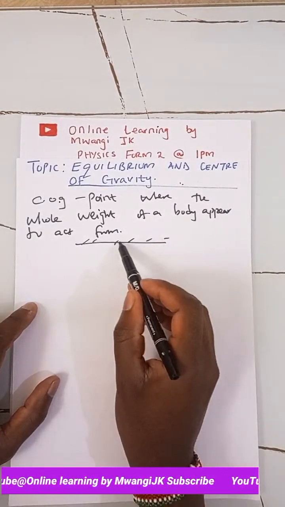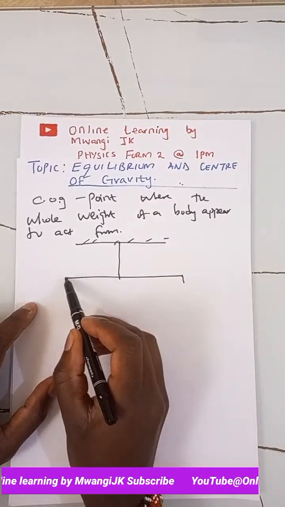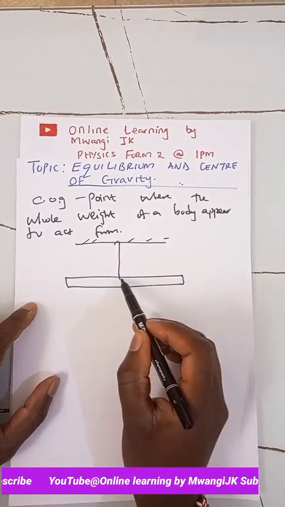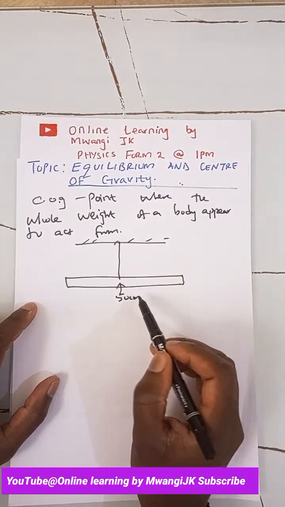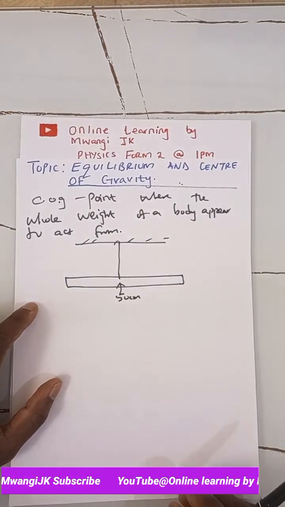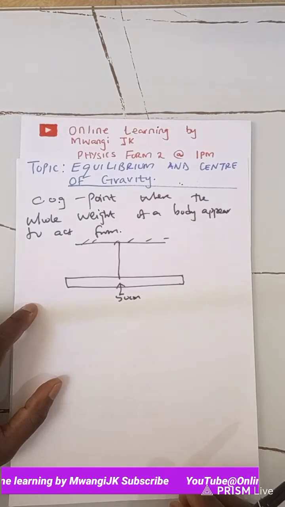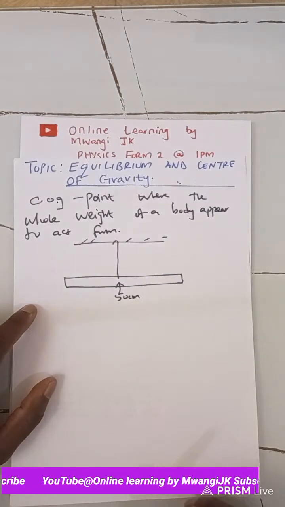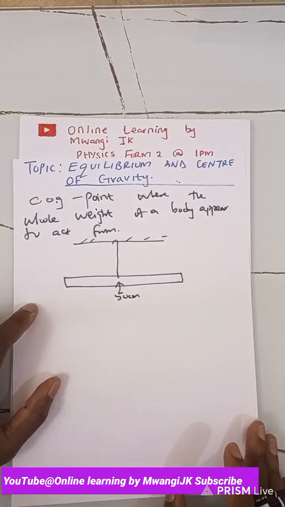at the 50 centimeter mark, because we know that the meter rule is uniformly made. So it will appear to balance at the 50 centimeter mark, and that means at that 50 centimeter mark is where we have the center of gravity of the meter rule.